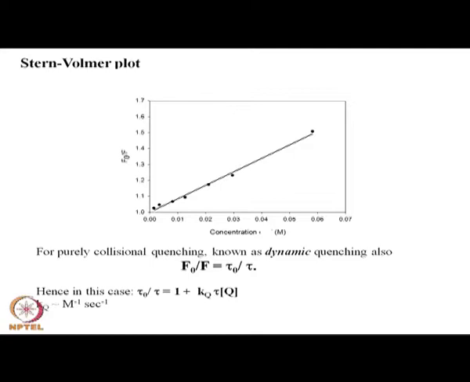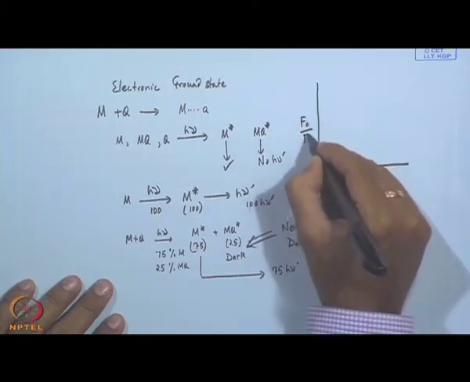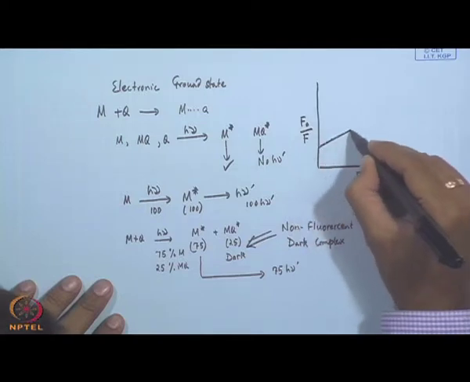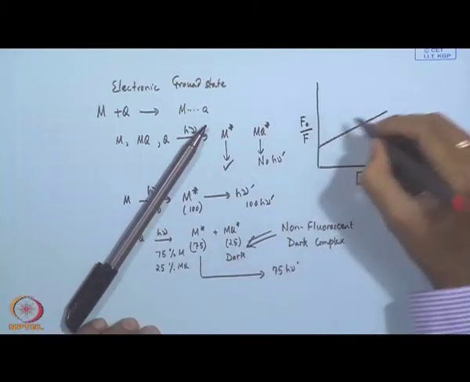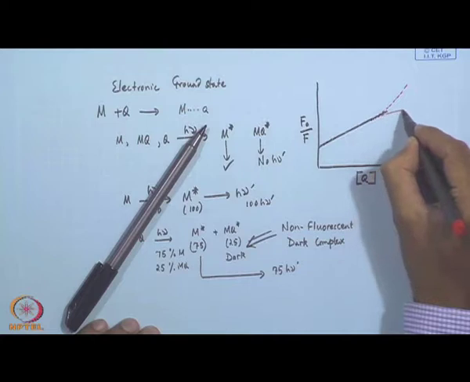That deviation from linearity and the cause of that we will take up in other cases, another day. Why is that linearity deviated? These are further complications, and from those deviations, whether it is deviated upward or downward, if we have a plot of F0 by F as a function of quencher concentration, you may have a plot like this up to a certain concentration, and beyond that, after a certain concentration, you can expect an upward bend, or maybe a downward bend as well.